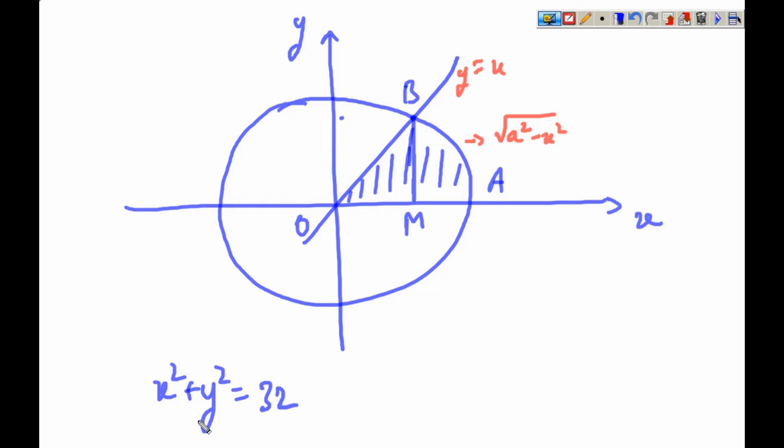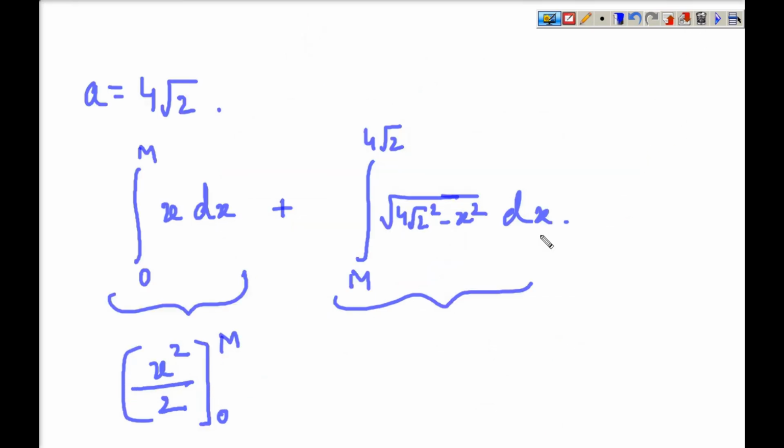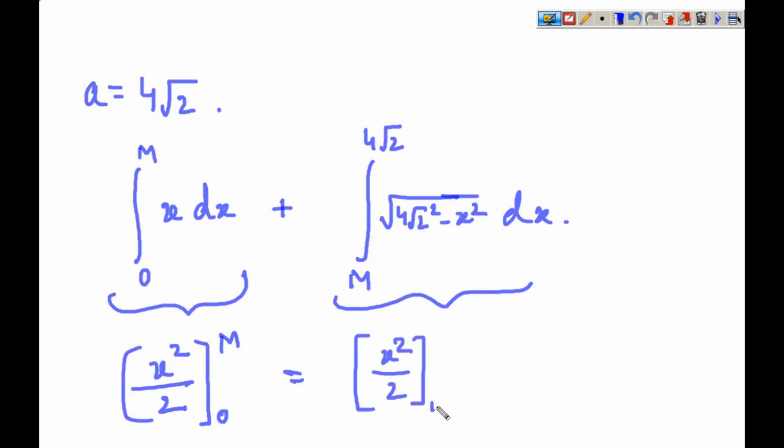So let me show you. We have x squared plus y squared equals 32. So when y is equal to x, I can simply write x squared plus x squared equals 32, and x comes out to be 4, and y comes out to be 4 as well. So at this point we have (4, 4). Therefore m is equal to 4. Therefore this limit will change: x squared by 2, lower limit 0 and upper limit 4. The area will come out to be 8. So this is the area of the triangle.